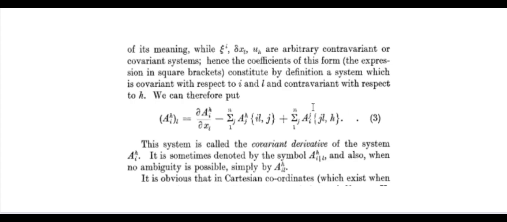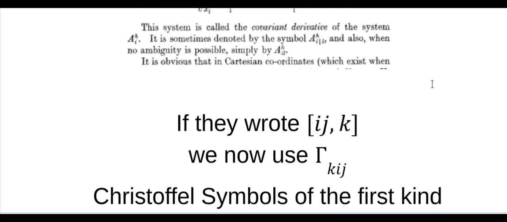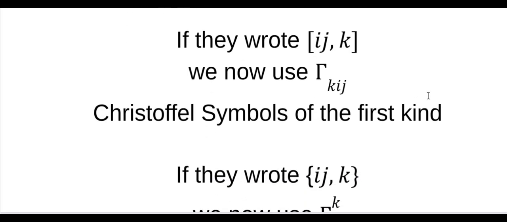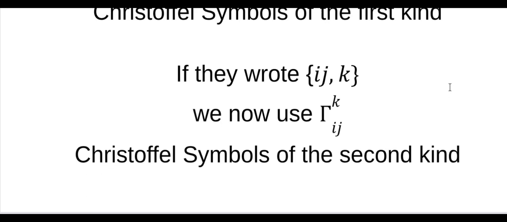And these brackets here. Now, back in the day, if they wrote hard brackets like this, so bracket ij, comma k, we now use gamma kij. So that would be a Christoffel symbol of the first kind. And if they wrote these squiggly brackets like this, I don't know what you call these, I call them squiggly brackets, ij comma k, we now would write this as gamma ijk. Christoffel symbols of the second kind. This is the one we're most used to using.